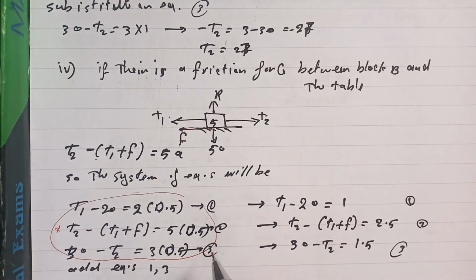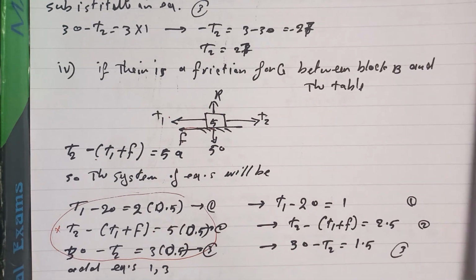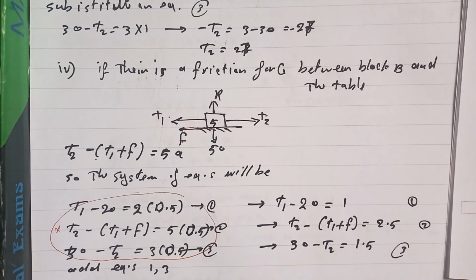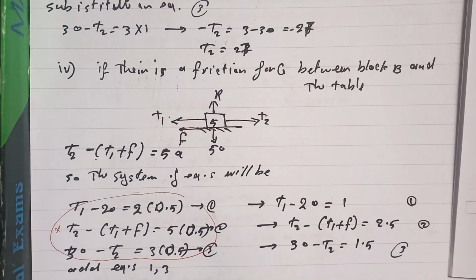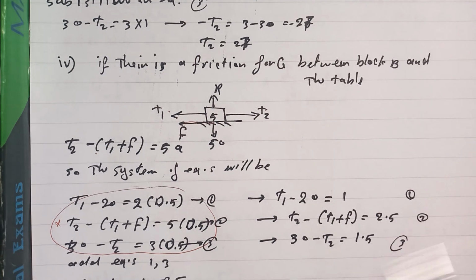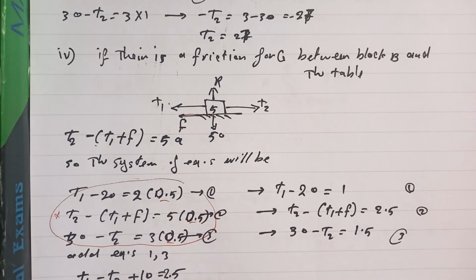But he mentioned that the acceleration is 0.5 in part IV, because he said that with acceleration 0.5. So I would change the acceleration to be 0.5, because since there is a friction force, the movement will be much slower. So I wrote 0.5 here. So these are the three equations. If you solve the three equations in the same way, you will get the friction force. Friction force will be 5 Newton. Okay.